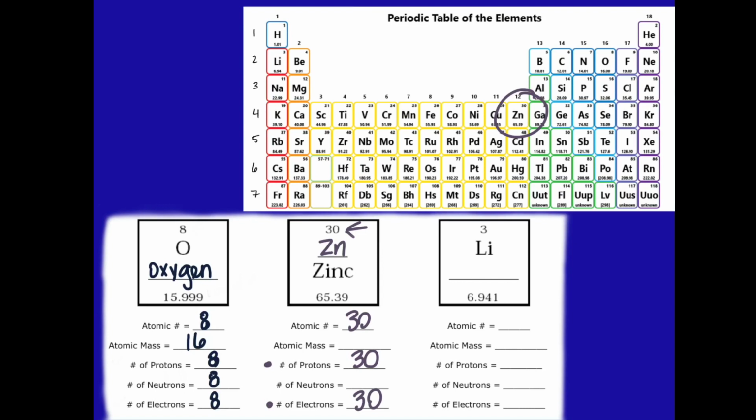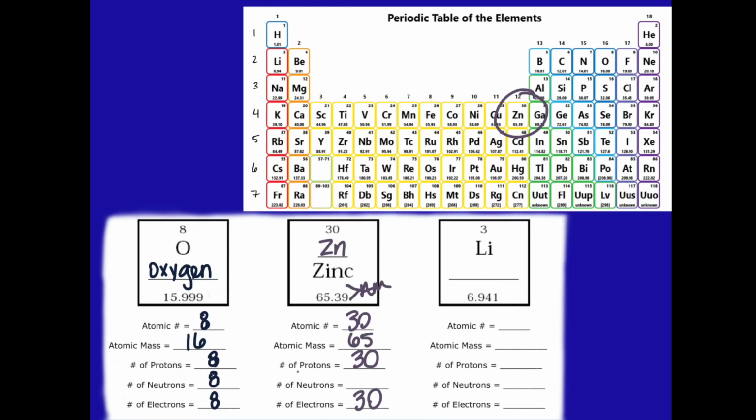And then we have to find the atomic mass. The atomic mass is 65.39, so that would round to 65. You can write that down underneath the box. And then to figure out our number of neutrons, we'll use the mass rounded minus the atomic number. So 65 minus 30 gives us 35 neutrons.